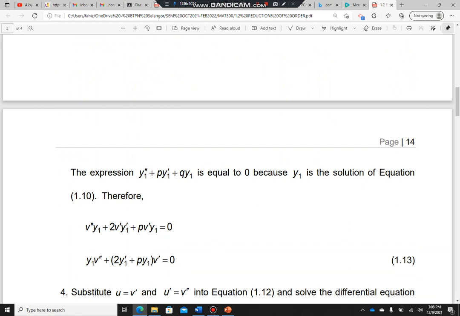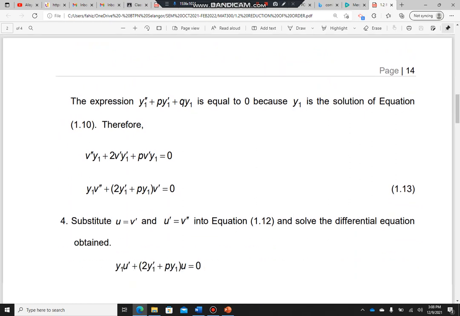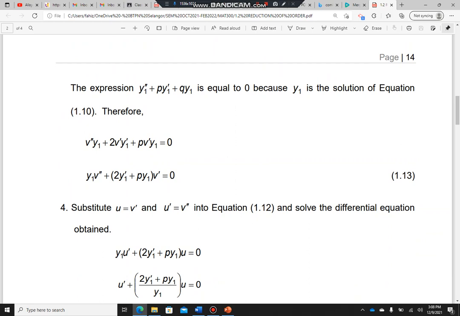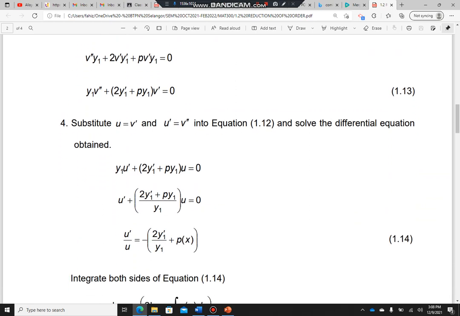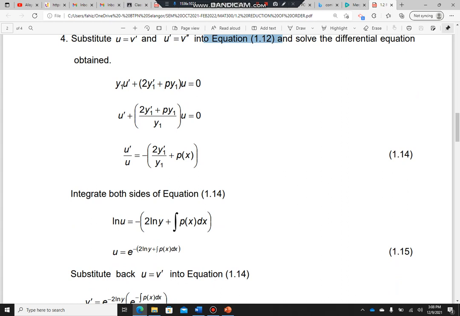The expression y1'' + p y1' + q y1 is equal to 0 because y1 is the solution of the equation. So we get equation 1.13, and then substitute u equals v' and u' equals v'' into equation 1.13 and solve the differential equation obtained. So we get this one after we substitute, so we get equation 1.14.